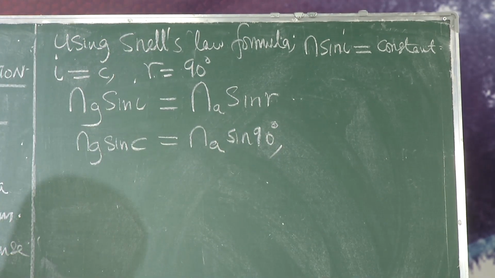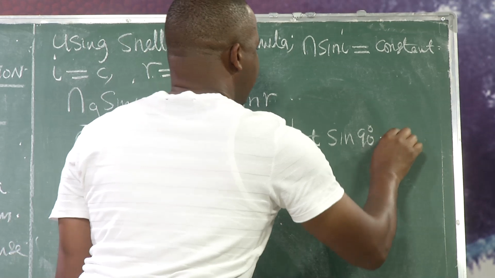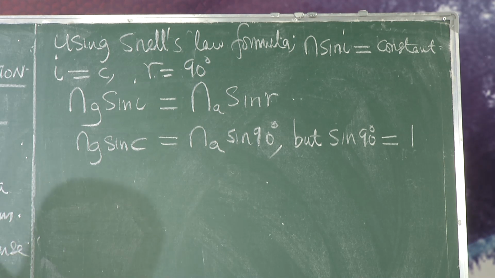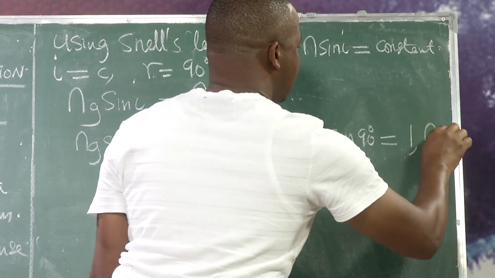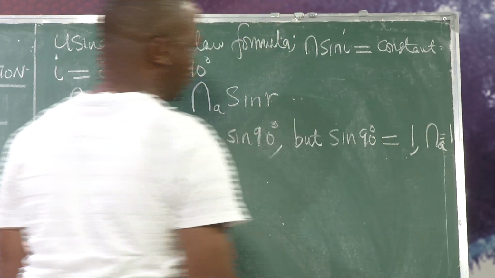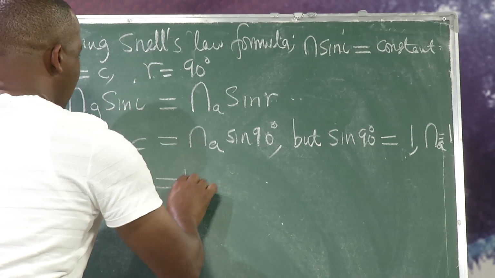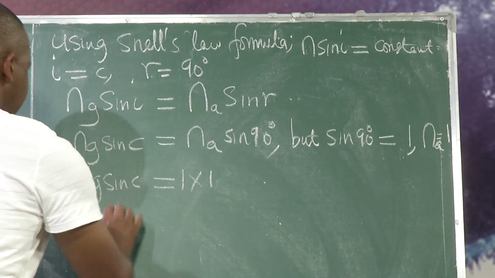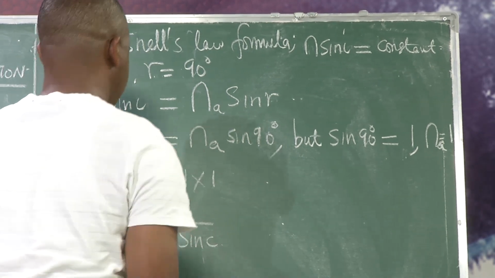I will be quick to mention that if you pulled out your calculators and looked for the sine of 90, they would give you that it is actually 1. And we are already aware also that the refractive index of air is also 1. So my Ng sine C is equal to 1 times 1. And since our interest is to get the relationship between N and C, it implies that Ng, the refractive index of glass, will be equal to 1 over the sine of C.